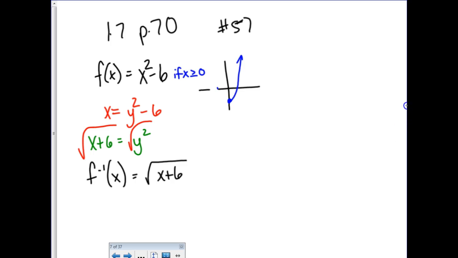So guys, think about this. The domain of this original function goes from 0 to infinity, because that's what I chose to cut it off at. The range of this original function goes from negative 6 to infinity. So what does that mean for my inverse? Well, inverses have x's and y's that switch, so that also means the domain and range are going to switch. Your inverse function is going to have a domain that matches the range of the original function. So it's negative 6 to infinity.